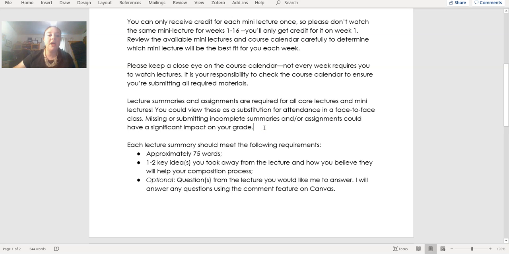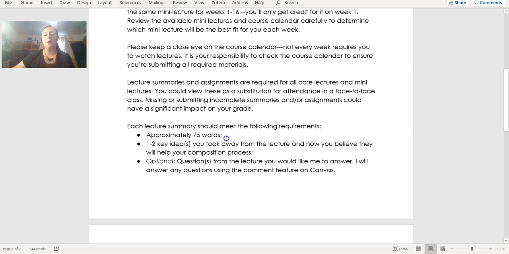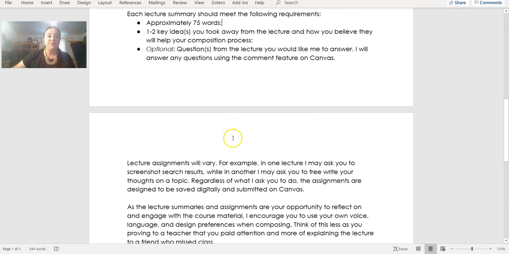And that missing or submitting incomplete summaries and or assignments could have a significant impact on your grade. In the past, I have seen some students who just won't submit the lecture assignments, who don't submit the summaries, and it has taken quite the toll on their grade. So just keep that in mind, that these can have significant impacts if you regularly miss these assignments and these summaries.